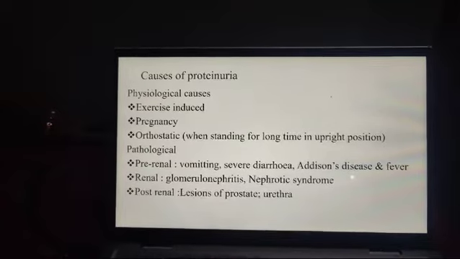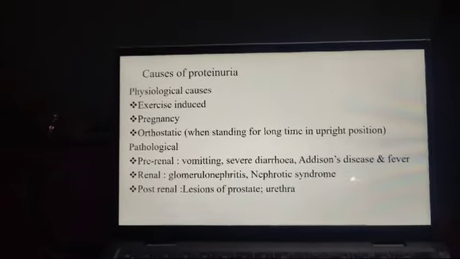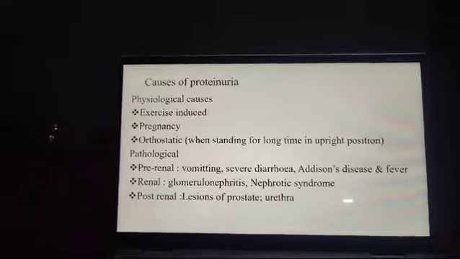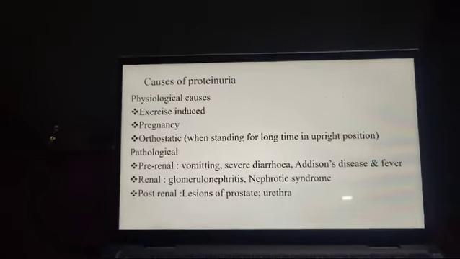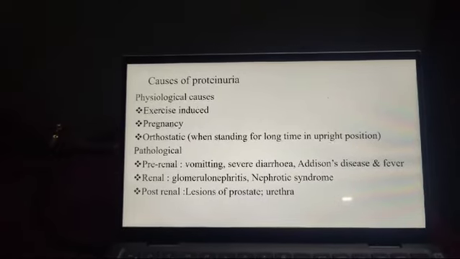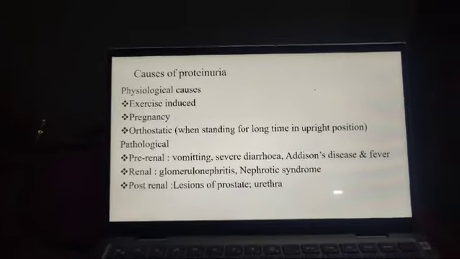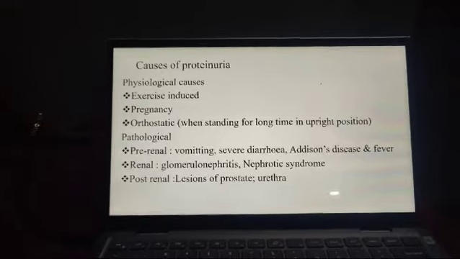Pathological conditions are classified into pre-renal, renal, and post-renal. In pre-renal, the causes are vomiting, severe diarrhea, Addison's disease and fever. Renal, when the kidney is involved, like glomerulonephritis and nephrotic syndrome, where you have massive proteinuria. Post-renal: lesions of the prostate and urethra.